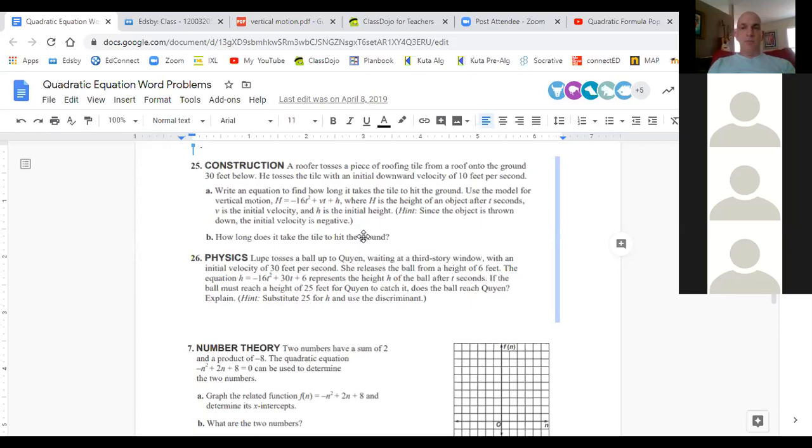So ground again being 0. So your H on this side of the equation, that capital H as they're listing it, will be 0, and then you solve that quadratic equation to find the amount of time it takes. Okay, questions on how to set that up or what you're looking for, right?